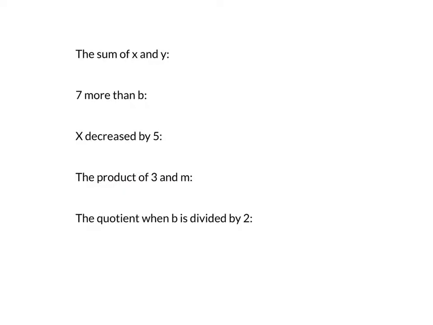Here are some examples of changing words into algebraic expressions. The first one, the sum of x and y. Sum means addition, so I could write x plus y. Because addition is commutative, I could also write y plus x, and it would not matter. For 7 more than b, I would have b plus 7. Once again, I could say 7 plus b, because addition is commutative.